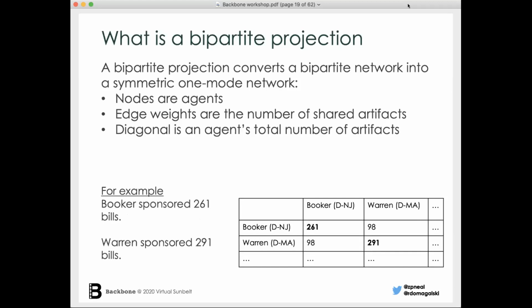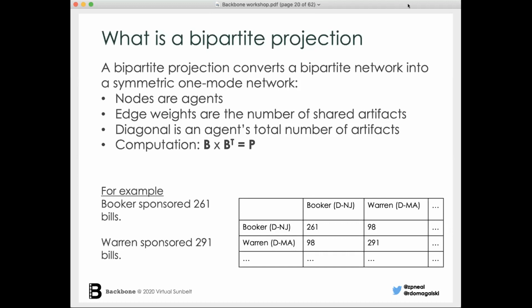And finally, the diagonal in a bipartite projection will tell us an agent's total number of artifacts. So in this case, from the diagonal, we can see that Booker sponsored a total of 261 bills, and Warren sponsored a total of 291 bills. Now, as is common in symmetric one-mode networks, we're typically not interested in the diagonal, and that's certainly the case here. And so we'll treat the diagonal as zeros or as missing. It's simply not relevant for our purposes. What we're really interested in are the edge weights and the extent to which we can interpret those edge weights as a kind of social network.